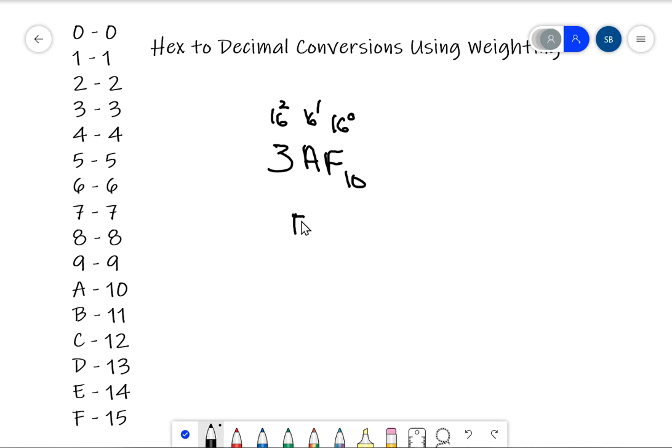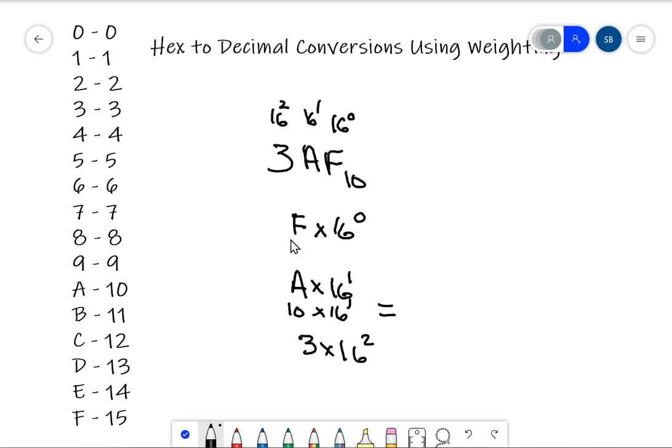So this is F times 16 to the 0. The next position is A times 16 to the 1. And the most significant digit is 3 times 16 squared. And multiplication, I know, is a decimal multiplication, and A isn't a digit in there, but the equivalent to A is 10, so I can rewrite this as 10 times 16 to the 1 and find a result.